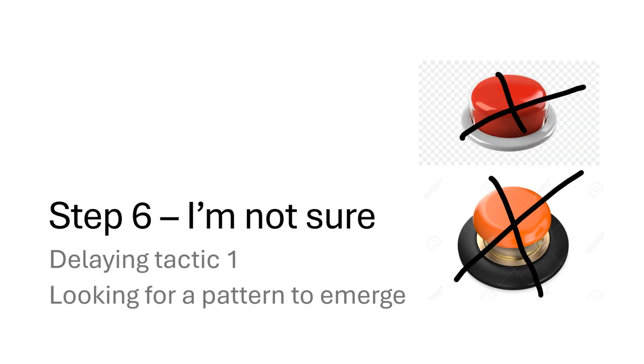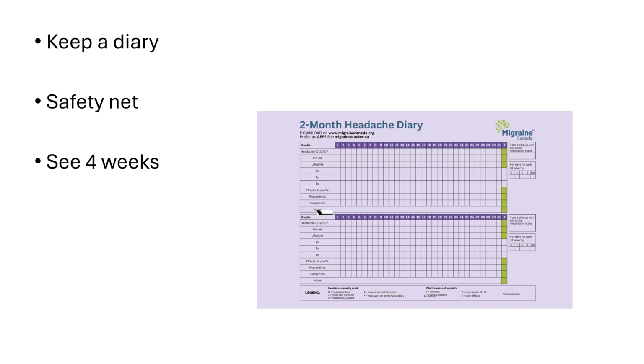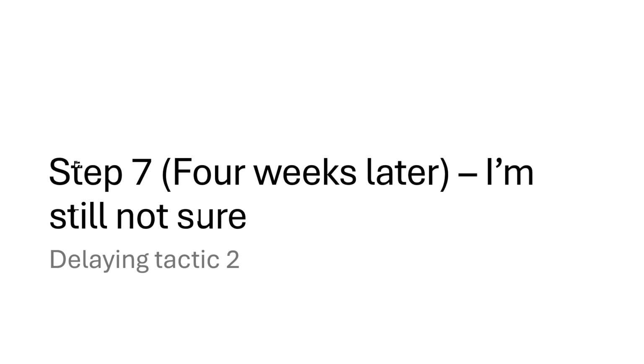So step 6, I'm not very sure what's going on here. What do you do next? Well, the first thing is a delaying tactic. You're waiting, looking for a pattern to emerge. Keep a diary, safety net. See you again in 6 weeks' time.